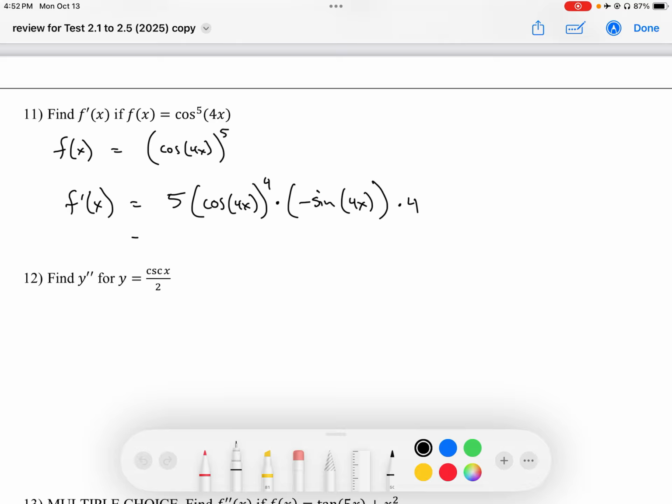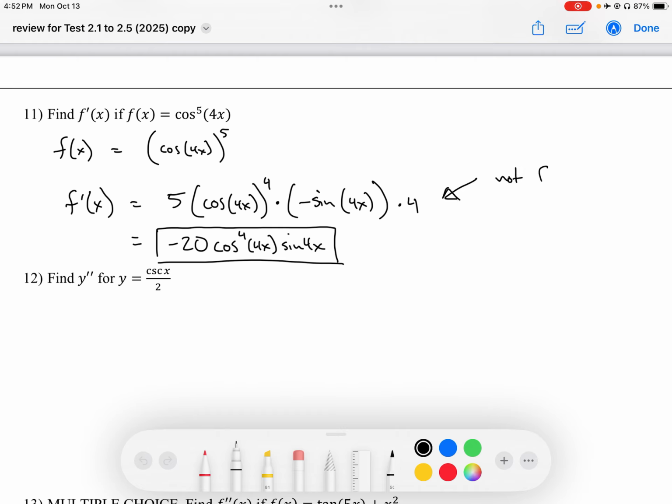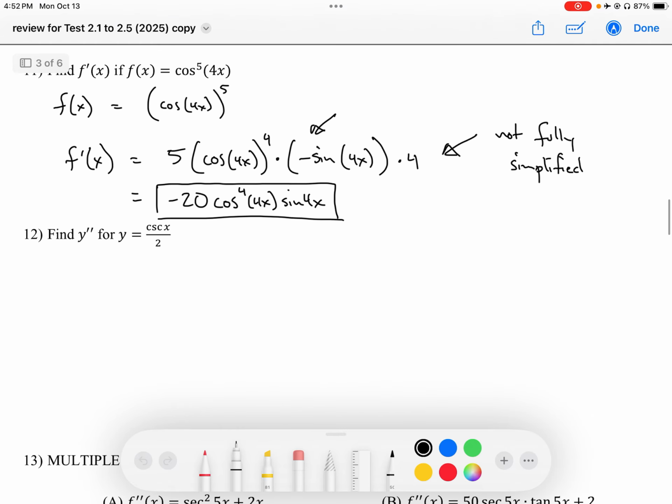So we're going to simplify this to, well, 5 times 4 times negative 1 is negative 20 cosine to the fourth of 4x sine of 4x. And that would be a nice and correct way to write it. This is not fully simplified because you really, especially if something is so easy like that, you need to definitely multiply the 4 by the 5 and get the 20. And it's nice to move this negative out front so you have the negative 20. So that's a nice double chain rule problem.